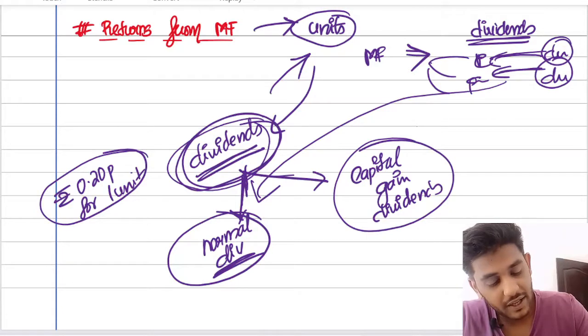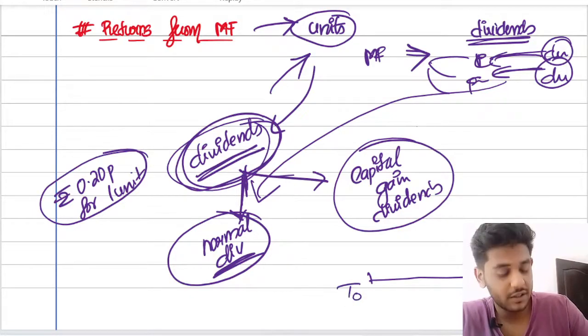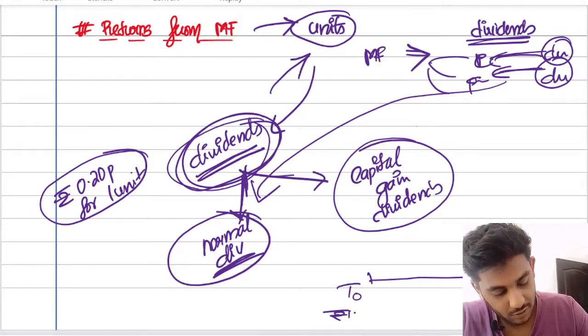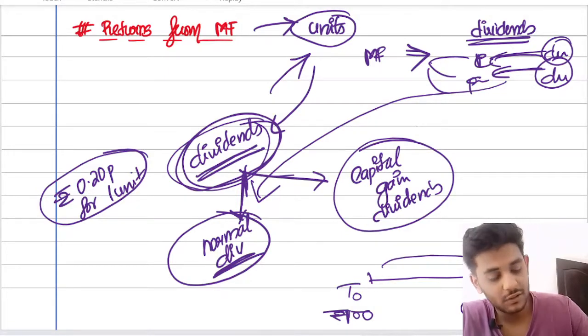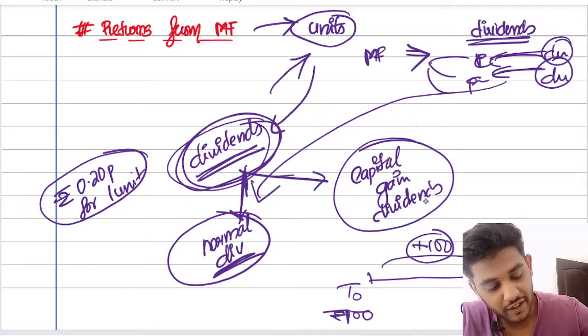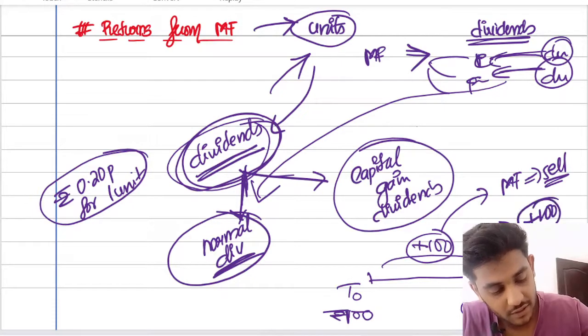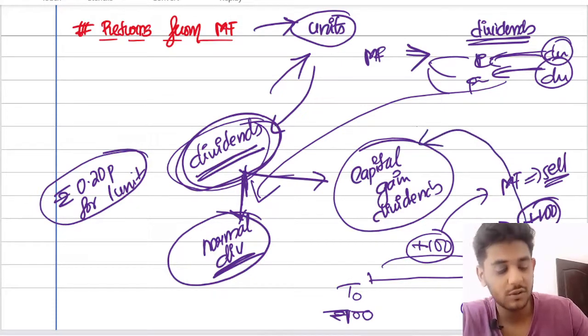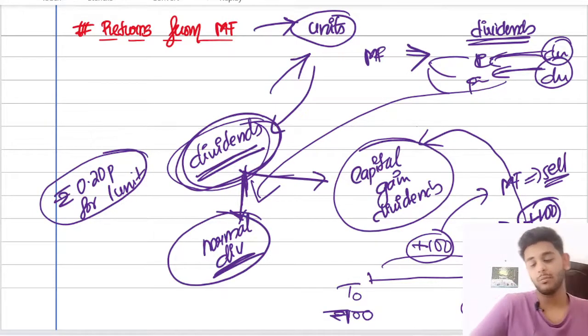Sometimes they will be selling the security. For example, this is a period of timeline, and at the point t0, the mutual fund house bought a security for 100 rupees, and within 1 year the security's price became 200 rupees. So there is a gain of 100 rupees. Now when the mutual fund house sells this security, they are making a gain of 100 rupees, right? And this 100 rupees gets distributed to the investors, and such gain is called capital gain dividends. Okay, so I hope you are clear with this.